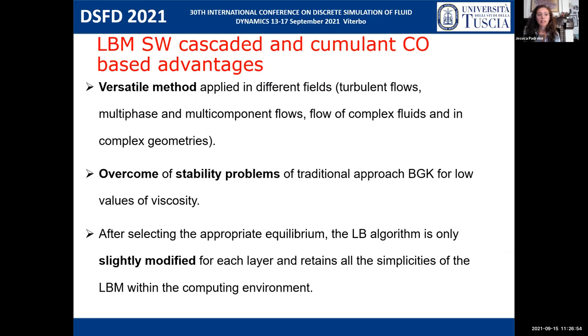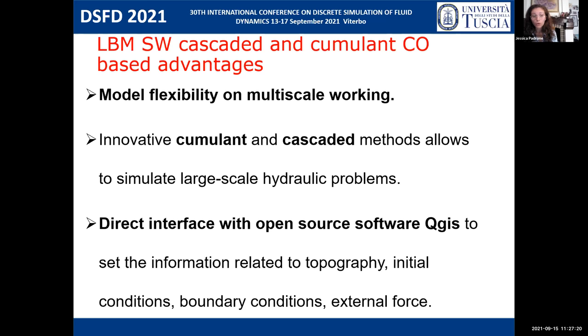Okay, but let's see some advantages of our method. First, it's a versatile method applicable to different fields, and it allows us to overcome stability problems of the traditional BGK approach for low values of the viscosity, and we can slightly modify the algorithm for each layer after selecting the appropriate equilibrium. Moreover, we have great flexibility in multi-scale working, and the innovative use of cumulant and cascaded methods allows us to simulate large-scale hydraulic problems. And moreover, we have a direct interface with open source QGIS that allows us to set the information related to topography, initial condition, and boundary condition.